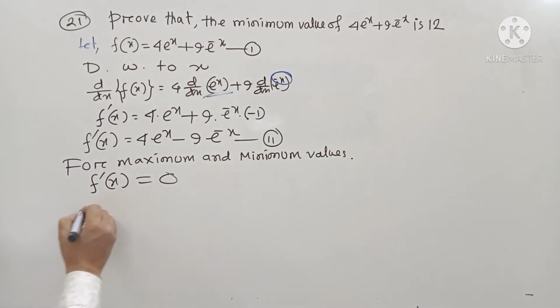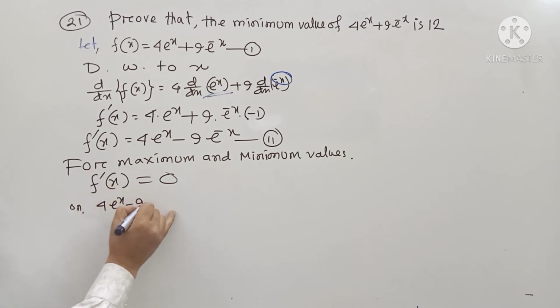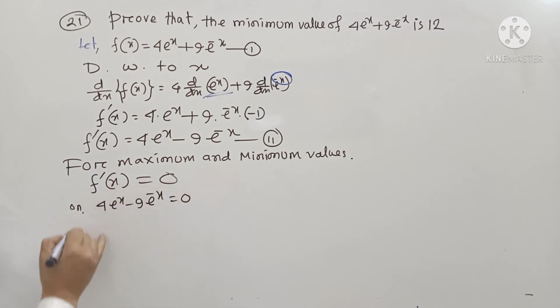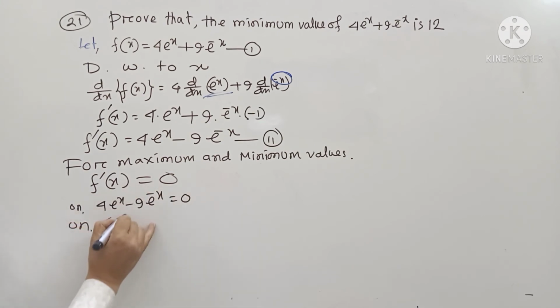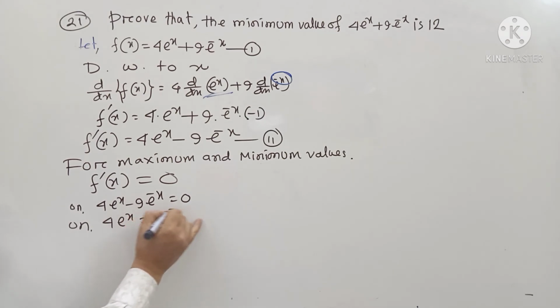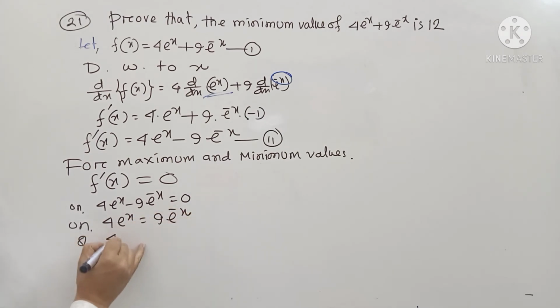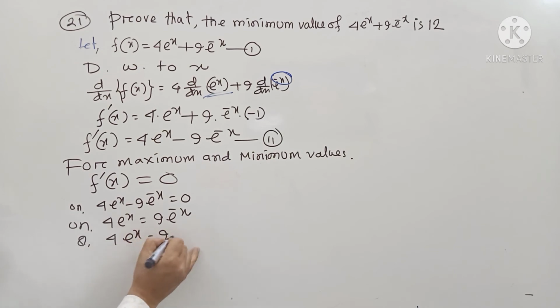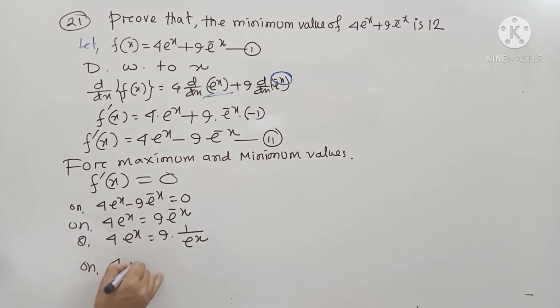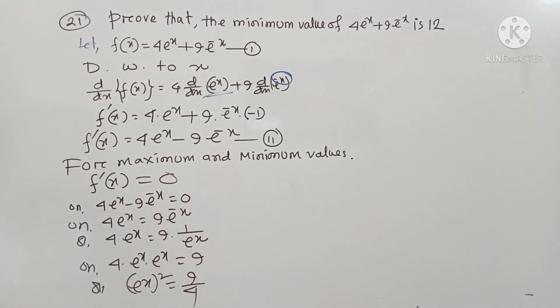Now students, putting the value of f prime x: 4 e to the power x minus 9 e to the power minus x equals 0. Take it to the right side: 4 e to the power x equals 9 into 1 by e to the power x. By cross multiplication, 4 e to the power x equals 9. Now we get e to the power x whole square equals 9 by 4.